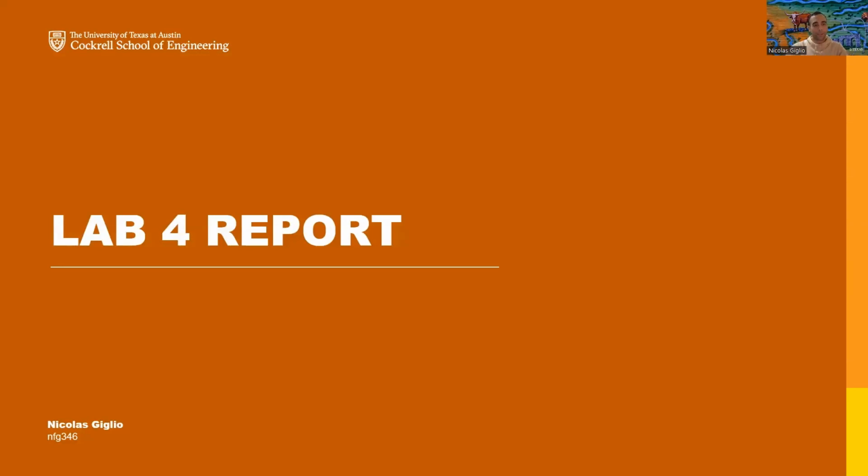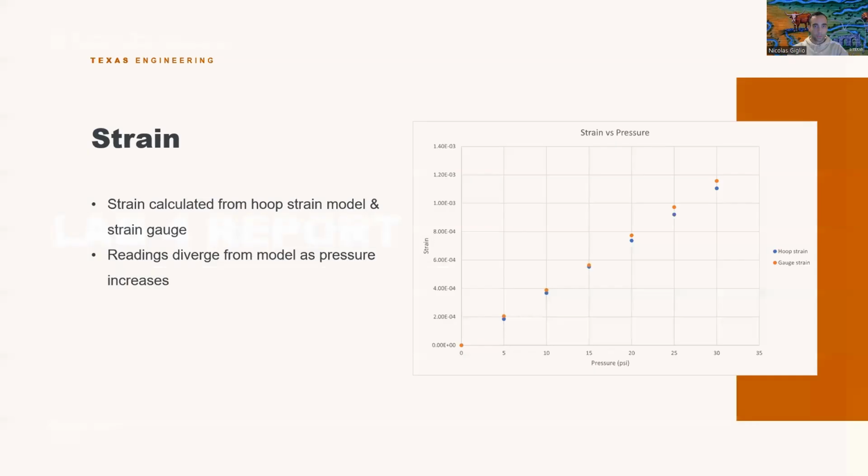Hi, my name is Nicholas Giglio, and this is my video report for Lab 4. So the first step of Lab 4 was to measure strain from a plastic cylinder, a polycarbonate cylinder. To do this, we had a strain gauge attached on the surface. We had a pressure gauge that was mounted on the top, and the lab had us pressurize this container and get strain gauge readings from it, as well as record pressure measurements every 5 psi.